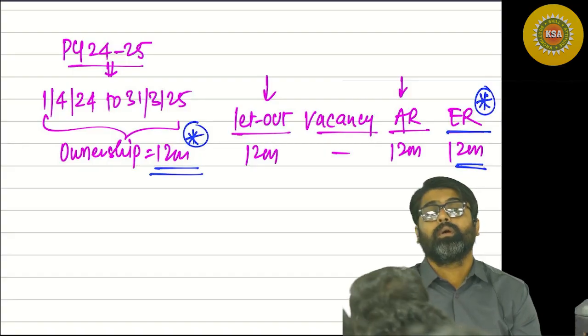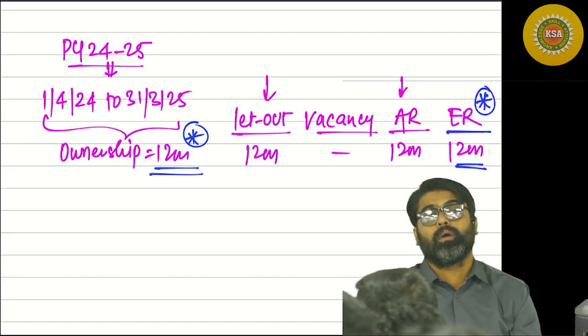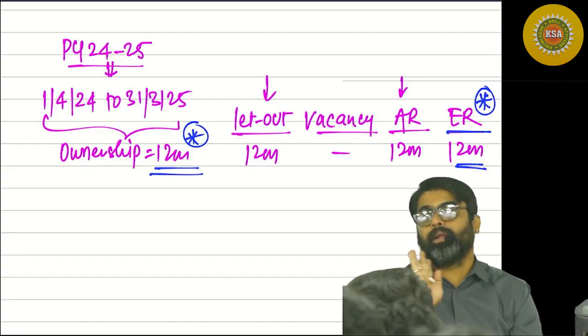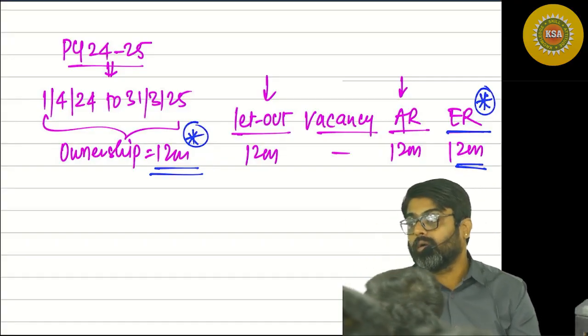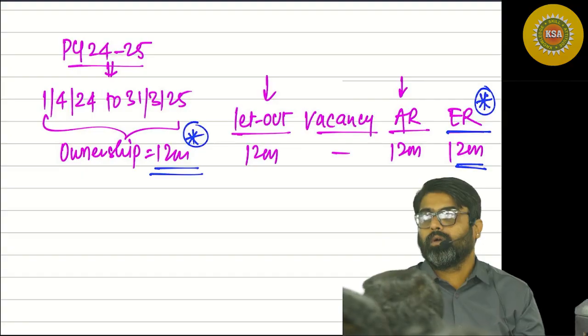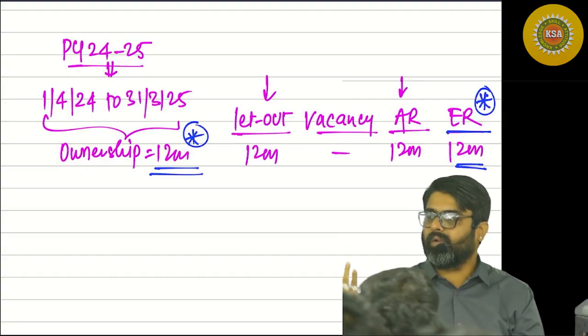Getting my point? Expected rent is for the ownership period. Expected rent is for the ownership period, and actual rent is for the let out period. Yes or no? This is very simple. Everything is 12 months. Hello?